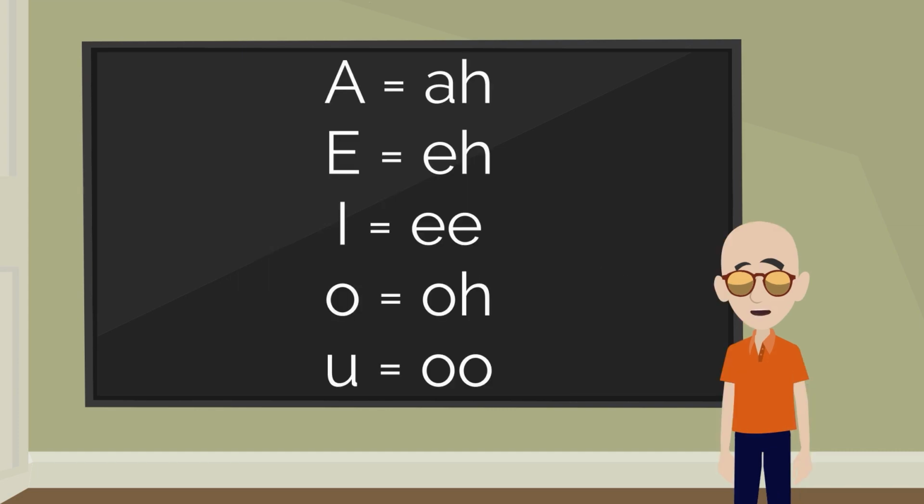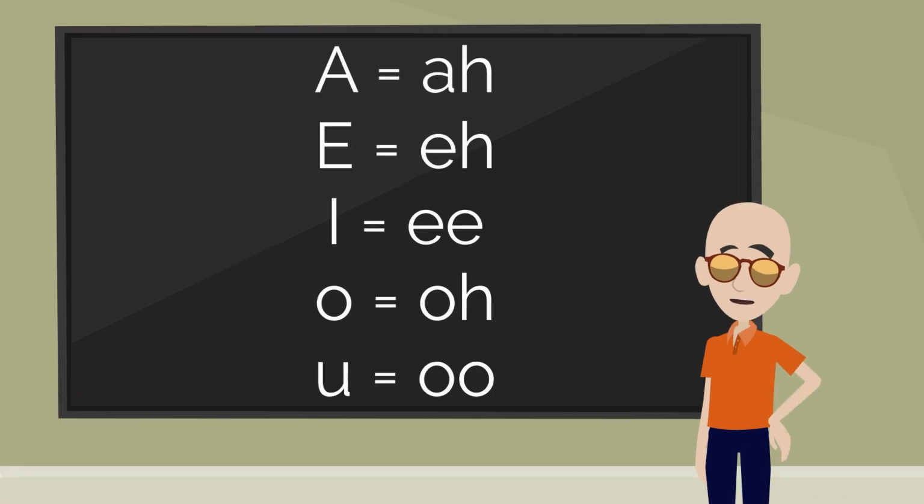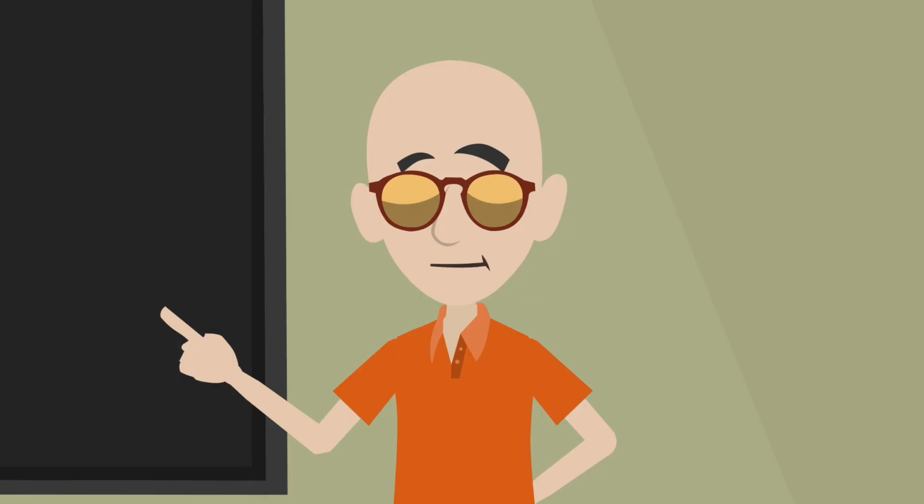This is a lot easier to do in Spanish than in English because in Spanish, there are only 5 vowel sounds. In English, these same 5 letters can have 15 vowel sounds. Let's go ahead and go through them. A sounds like A. E sounds like E. I sounds like E. O sounds like O. U sounds like U.